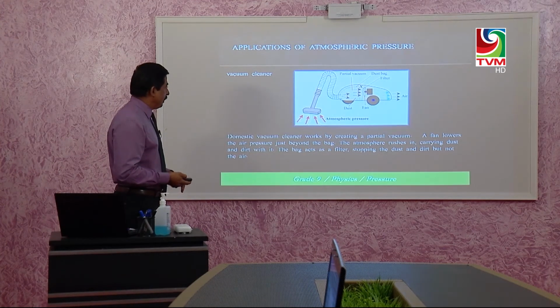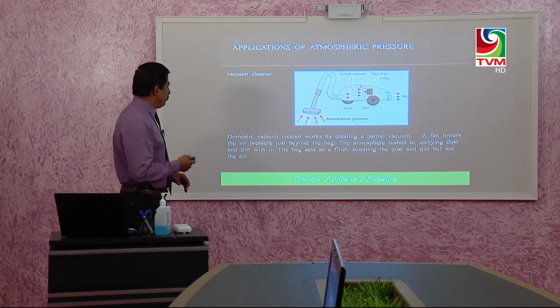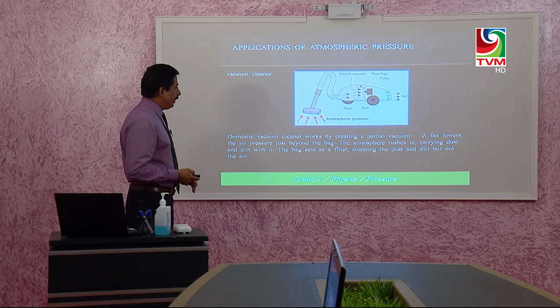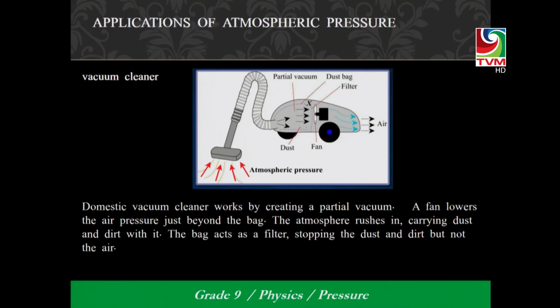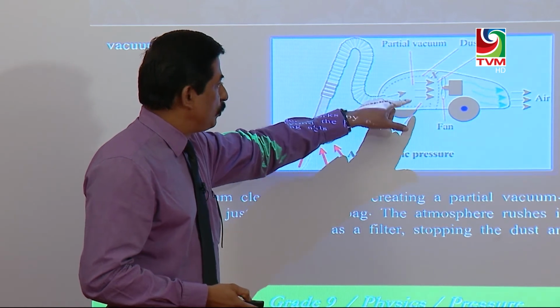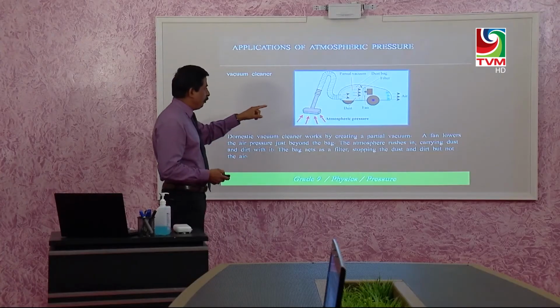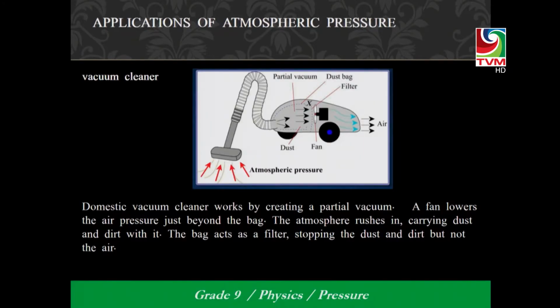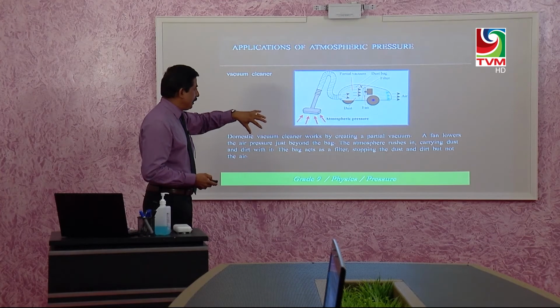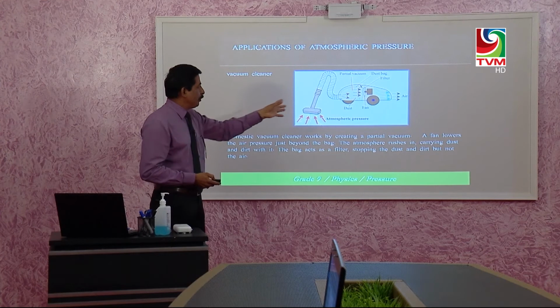Vacuum cleaner. This is another good application of atmospheric pressure. Here, in the vacuum cleaner, there is a fan. This fan lowers the air pressure inside the bag, so the pressure decreases and it becomes a partial vacuum. Inside the bag the pressure decreases, outside is atmospheric pressure. Due to the pressure difference, the air gets inside, carrying the dust and dirty particles with it. The bag acts as a filter, so it will stop the dirt and the dust and only let the air come out.